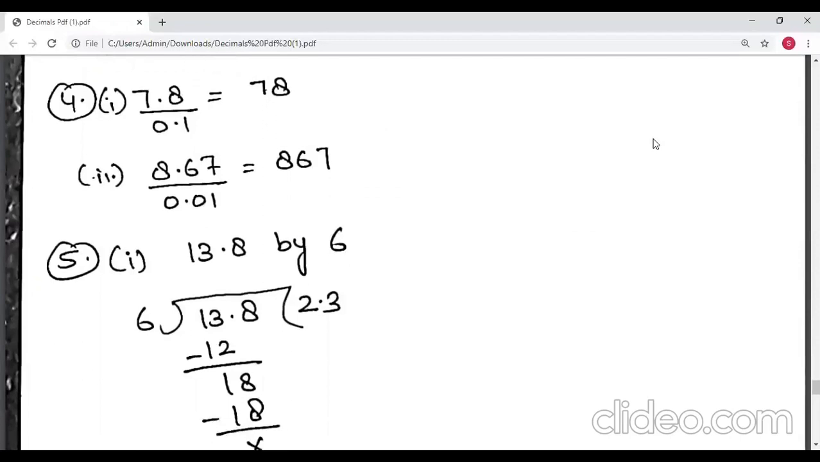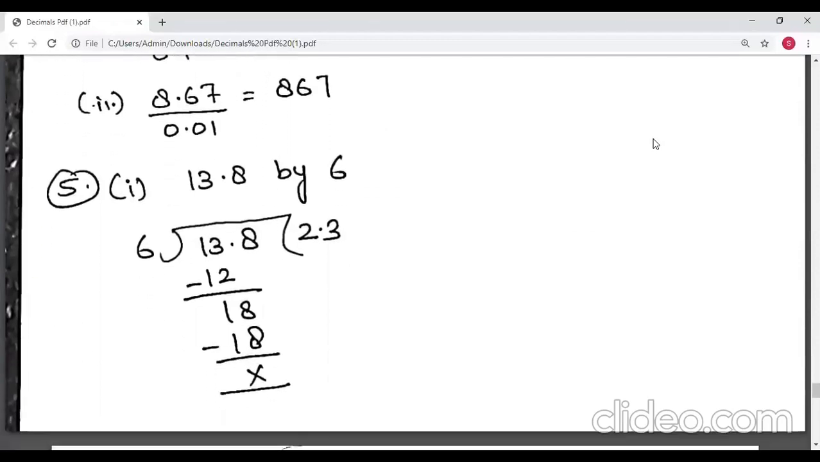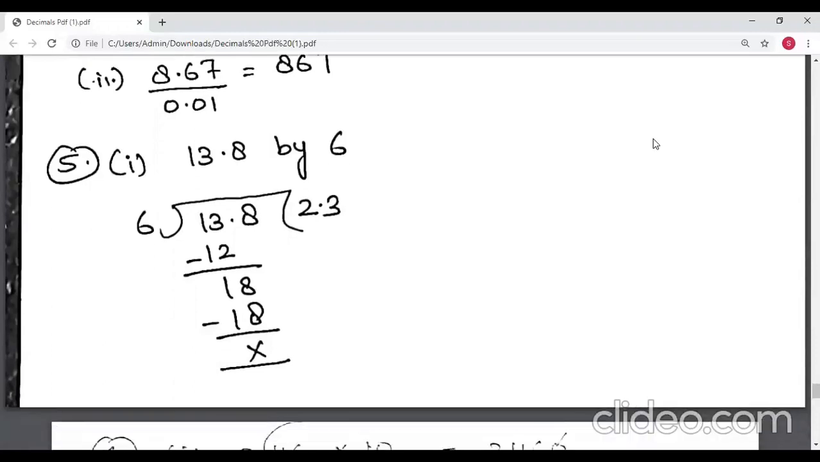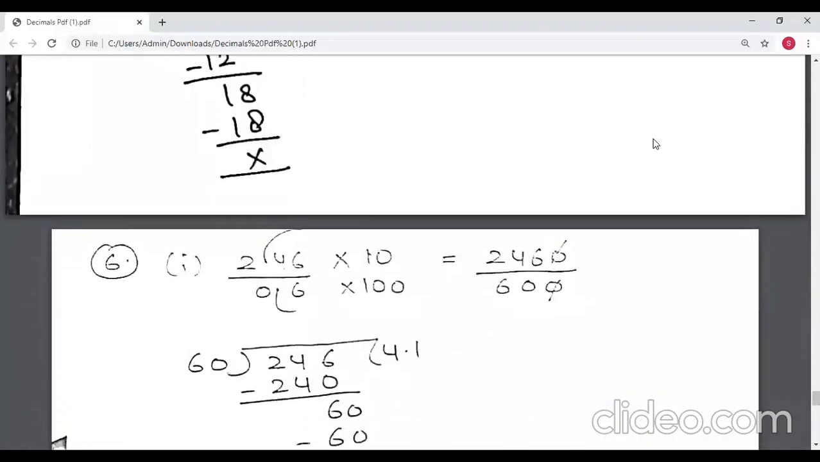Question number 5, first part, 13.8 divided by 6. When you divide 13.8 by 6, 6 will be going 2 times. 6 2s are 12. Find out the remainder, 1. Put the decimal, copy out the next number from above, will get 8. That means 18. And then 6 will be going 3 times there, and 6 3s are 18. The final answer will be 2.3.